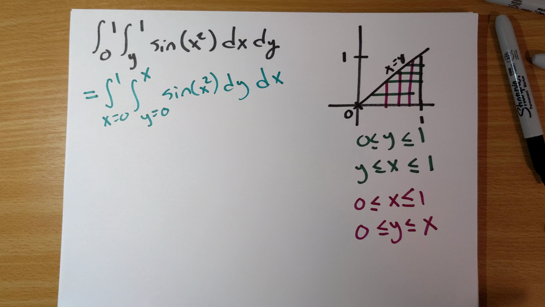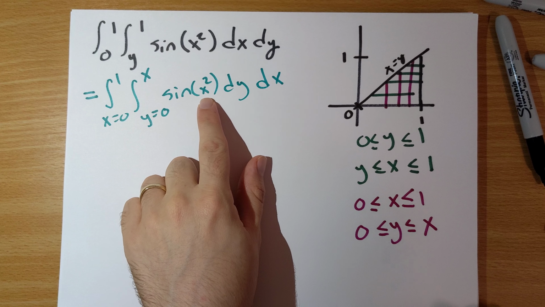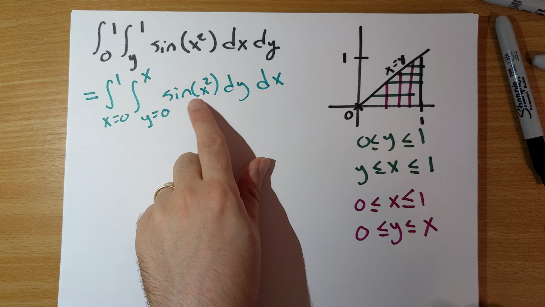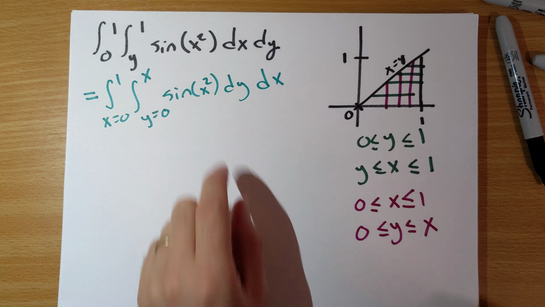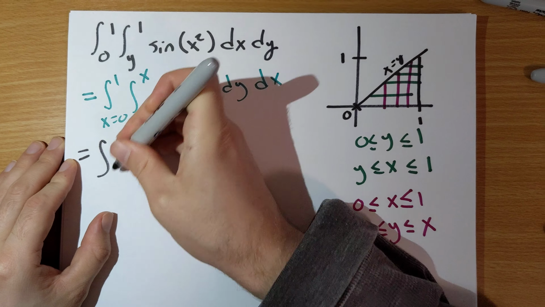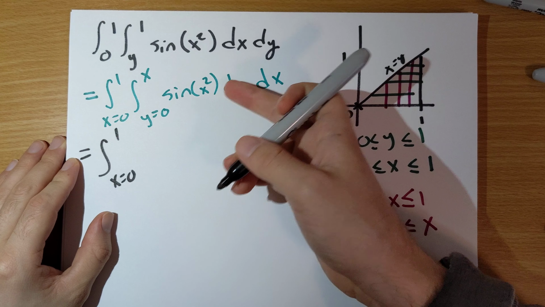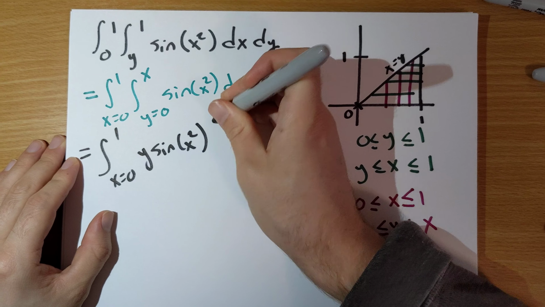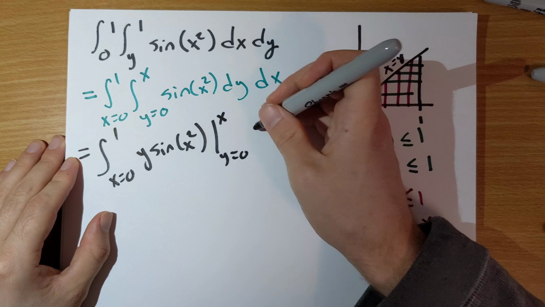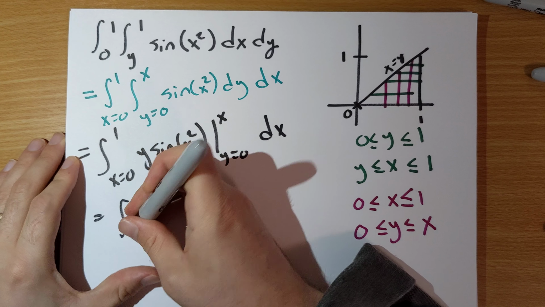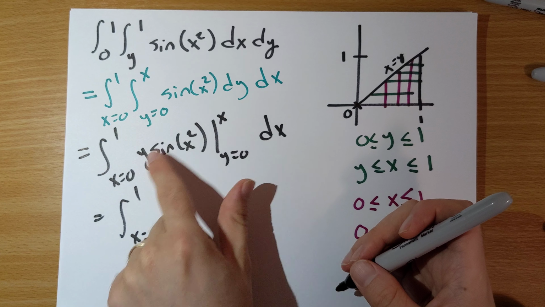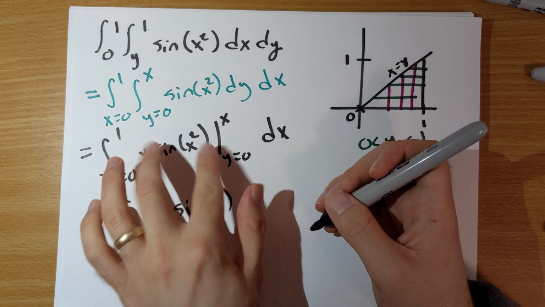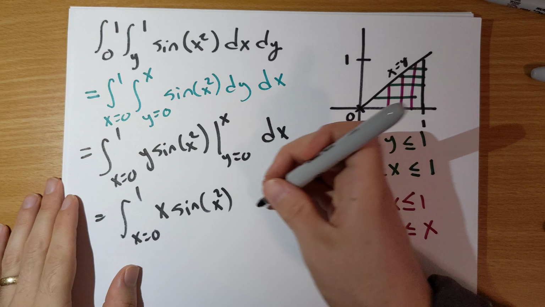And realize what's going on here. We're integrating sine of x squared with respect to y now, and that's going to be a constant with respect to y. So the antiderivative of sine of x squared with respect to y is going to be y times sine of x squared. Plug in y is 0 and y is x. When we plug in y is x, we just get x times sine of x squared. Plug in 0, we get 0, so minus 0. I'll just drop that term.